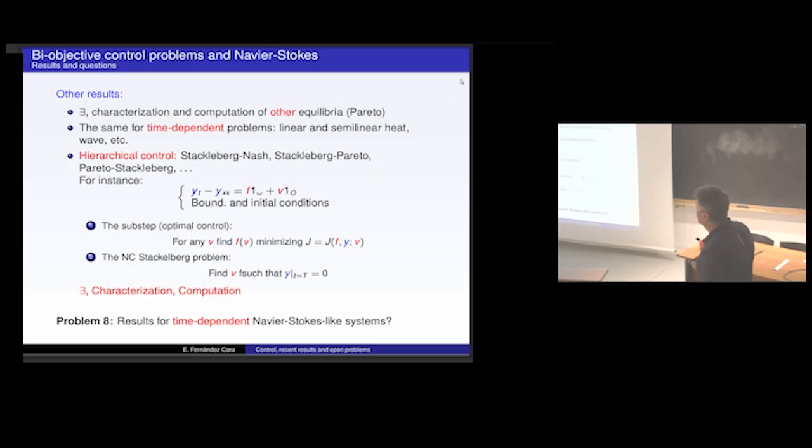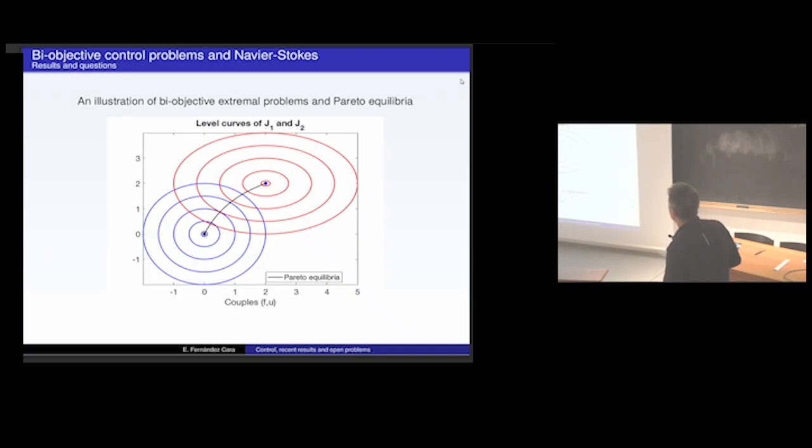Other results and other problems. It would be possible to compute other kinds of equilibrium, I mean Pareto equilibrium. What is Pareto equilibrium? A Pareto equilibrium is a kind of equilibrium that is completely different from Nash equilibrium. In the case of these two functions, J1 and J2, the Pareto equilibria are characterized by couples F1, F2, such that no other, no other different couple is able to improve at the same time J1 and J2. Okay, this is the definition of Pareto equilibrium. It's a couple that cannot be improved at the same time from the viewpoint of J1 and J2.